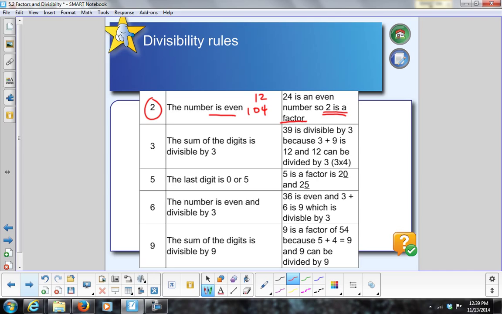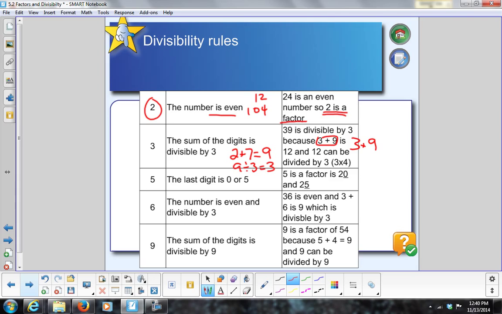3: the sum of the digits is divisible by 3. So, for instance, 39 is divisible by 3 because 3 plus 9 is 12. And 12 can be divided by 3, which is 3 times 4. Let's say 27. 27 is 7 plus 2, which is 9, and 9 can be divided by 3. 9 divided by 3 is equal to 3. So 3 then is a factor of 27.